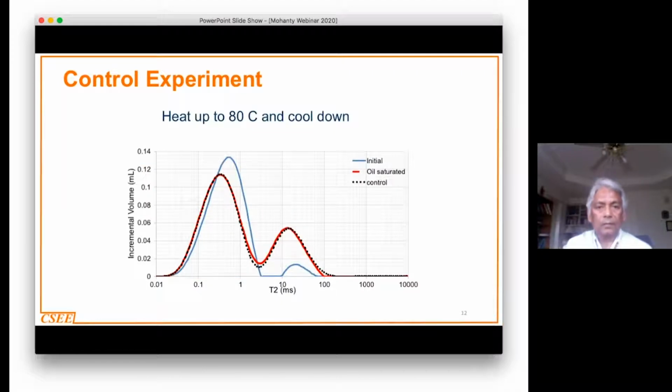So let's look at the control experiment, the NMR T2 distributions. The blue one is the initial, before we did oil saturation. The red one is after we did oil saturation. The black dotted one is after we did the control heating and cooling down. As you can see, the heating and cooling down doesn't change anything. The black and the red one are pretty much the same.